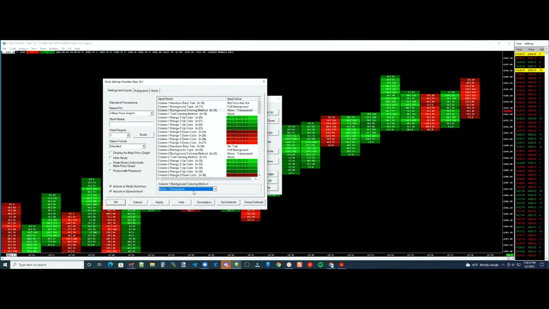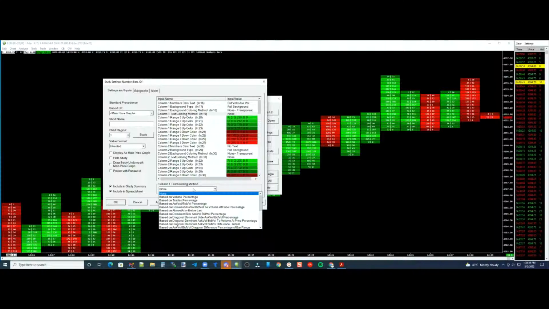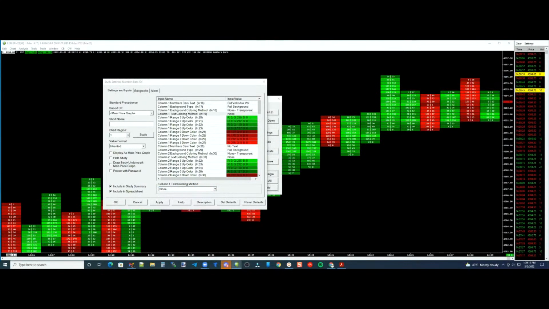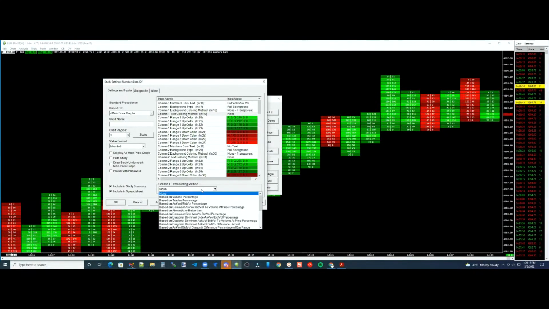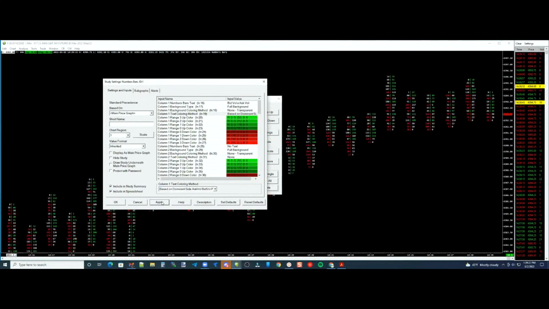Let's see, to none, transparent. And then we're going to set this to coloring method based on dominant ask vol, bid vol. I believe it's, let me see here. Hang on one second, let me make sure I get it right. Based on diagonal dominant side, ask vol, bid vol percentage. Okay, so we're going to set that. All right, so now it looks like we got Christmas trees.